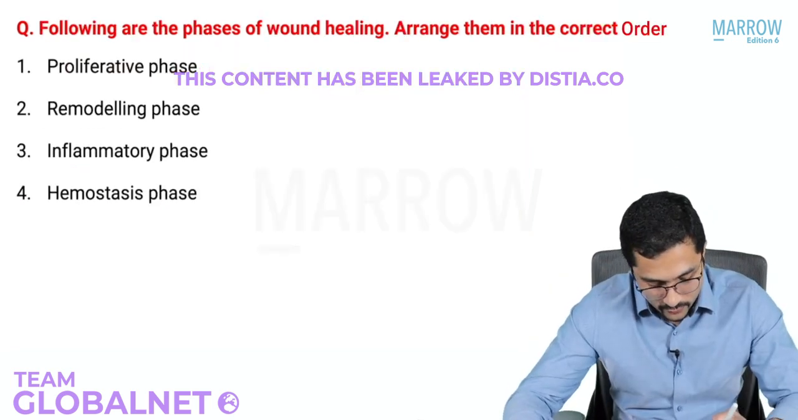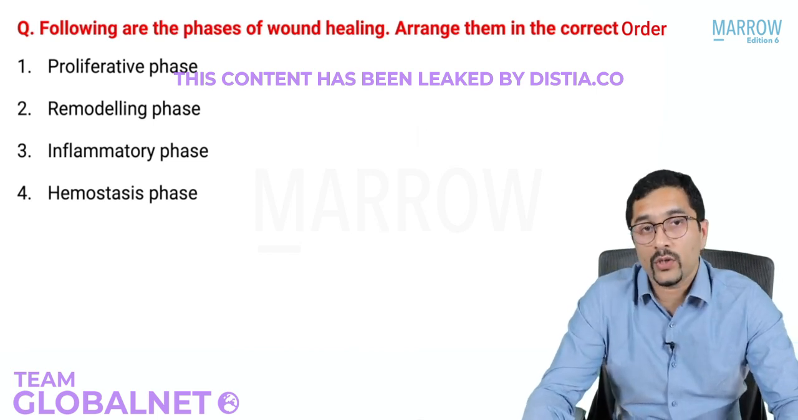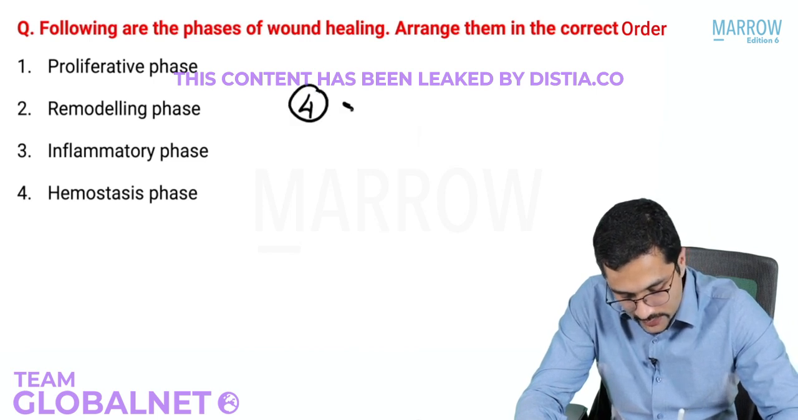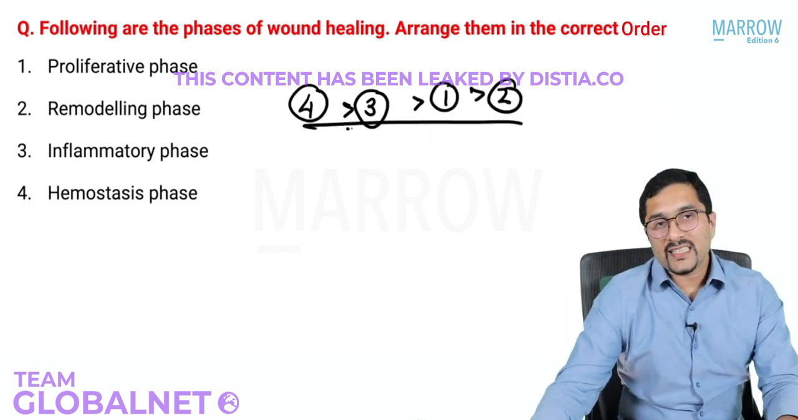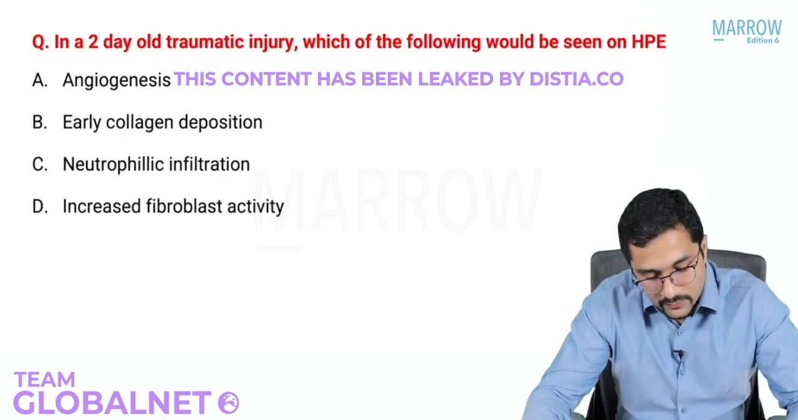Which of the following are the phases of wound healing? We have to arrange them in correct order. This I told you has been asked in the exam. So it will be 4, which is hemostasis, then 3, then you have 1, and then you have 2. So hemostasis, inflammatory, proliferative, and remodeling, that is the correct sequence.